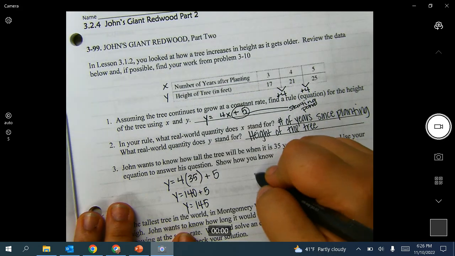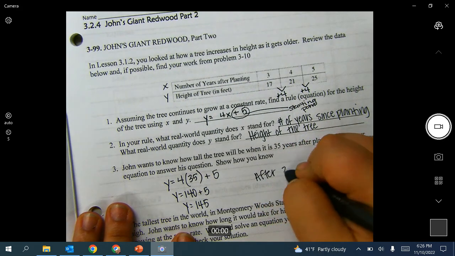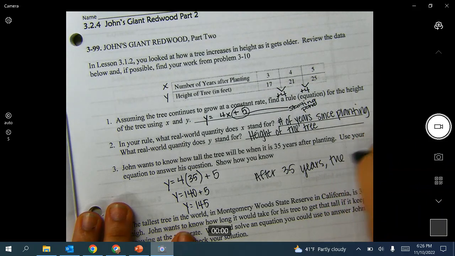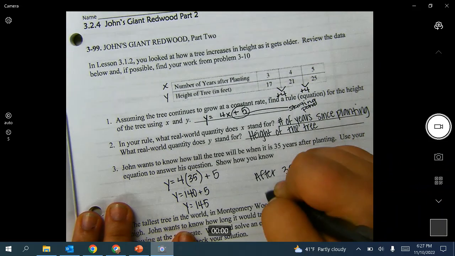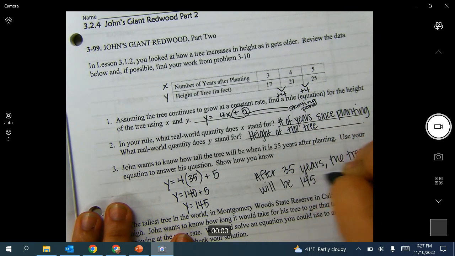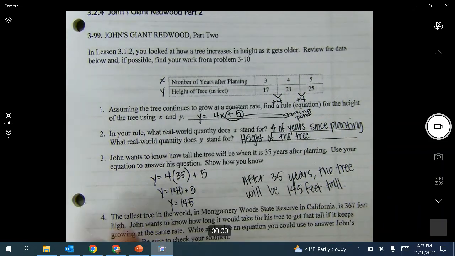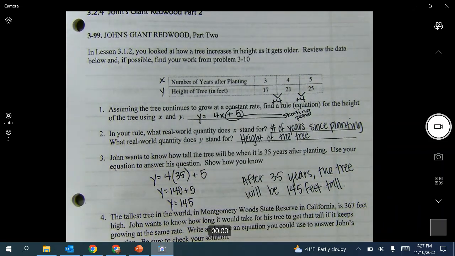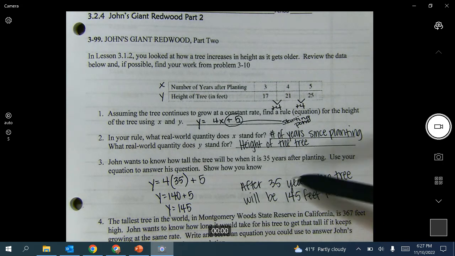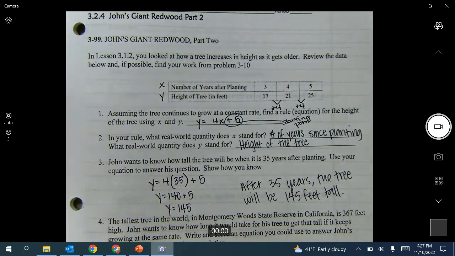Okay, so after 35 years, the tree will be 145 feet tall. And it's important that you say your answer in the context of the problem so that we know what you're talking about, right? So y equals 145, but what does that mean? Well, that means that after 35 years, the tree will be 145 feet tall.